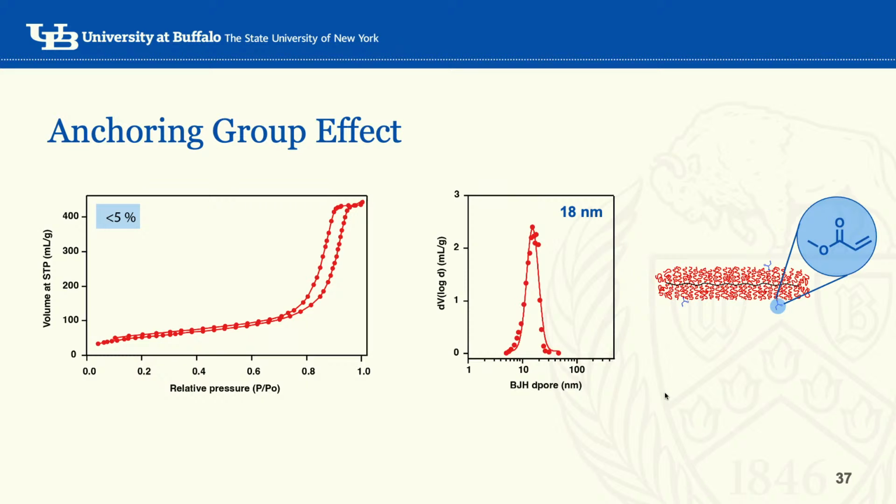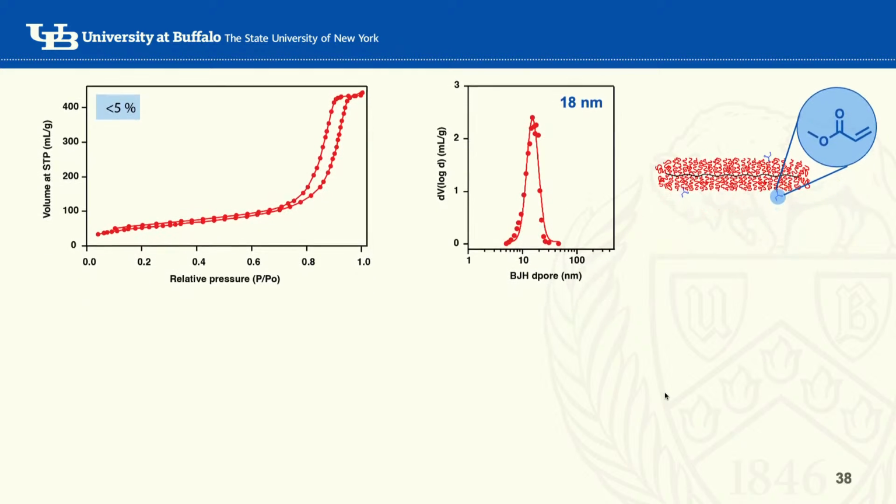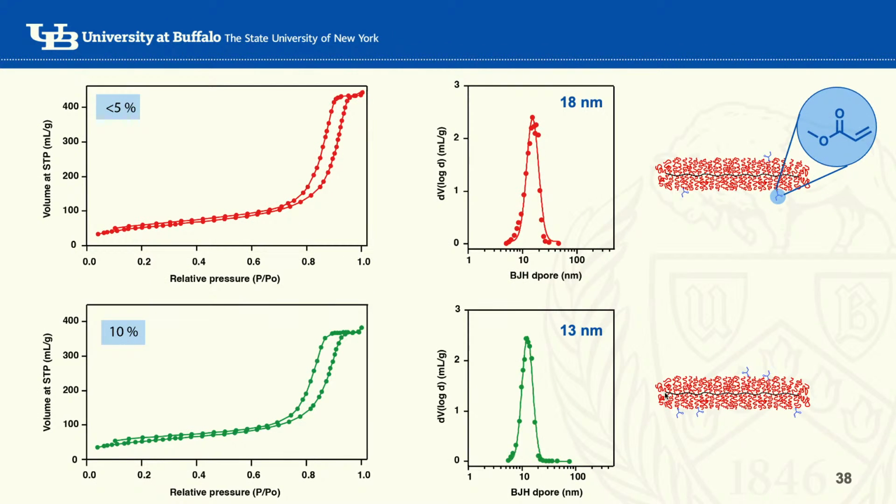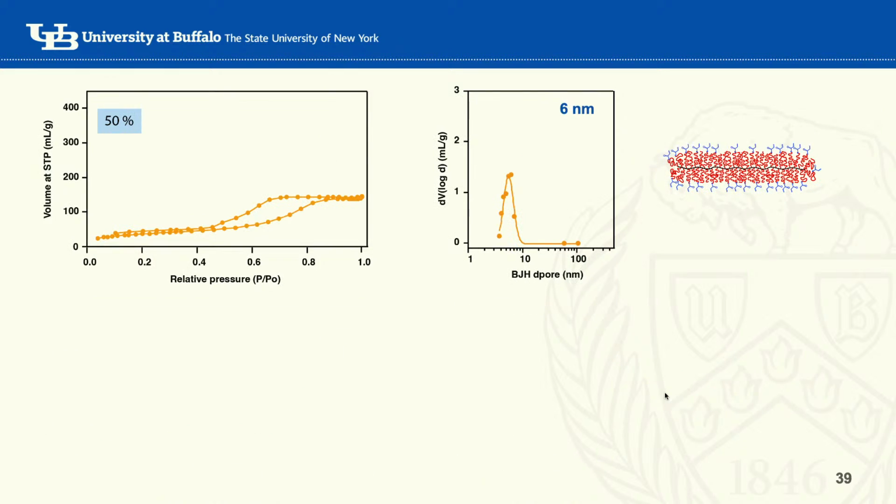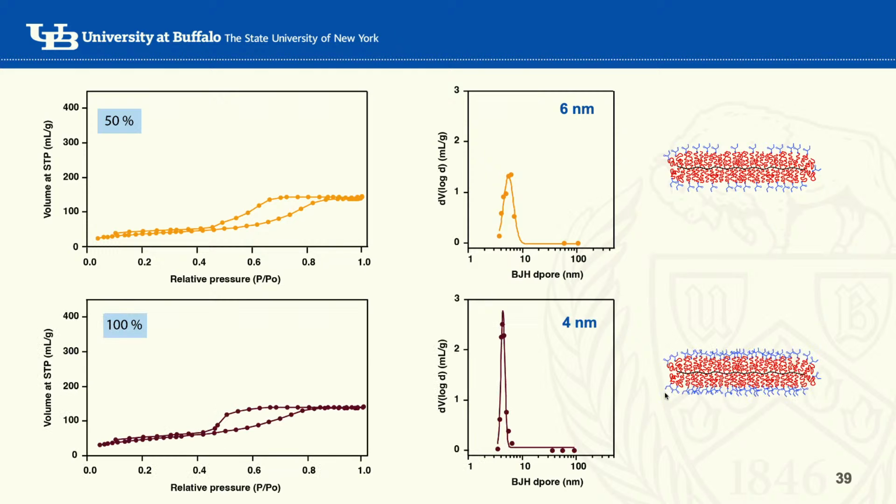So if you incorporate 5% of these reactive groups, your pore size drops to 18 nanometers. If we put 10%, your pore size drops to 13 nanometers. If you incorporate 50% of these groups, your pore size drops to 6 nanometers. And if it's fully functionalized, your pore size is now 4 nanometers, and it's a very narrow pore size distribution. Like all of the pores are between 3 and 5 nanometers.